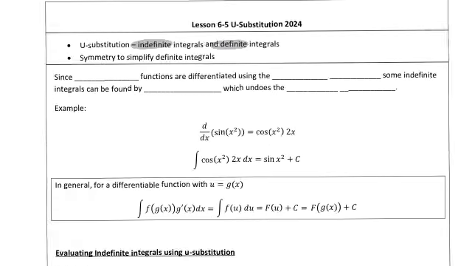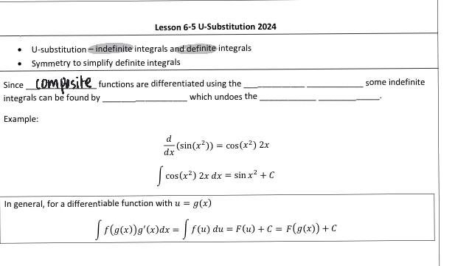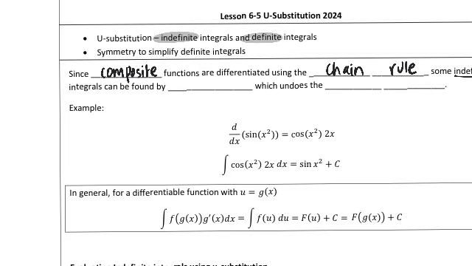We have composite functions, right? We know about these from the fall. Composite functions are going to be those functions that are differentiated using the chain rule. And so we know that an indefinite integral is an antiderivative, so we have to undo a differentiation, and we can find the antiderivative by this technique called U substitution, which kind of undoes a chain rule. So let's see how that works.